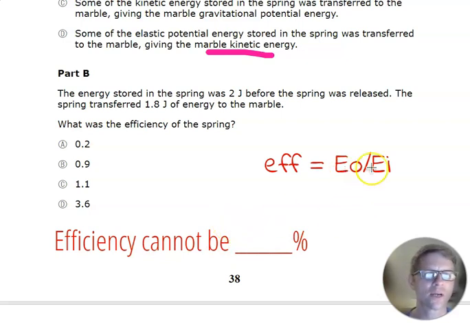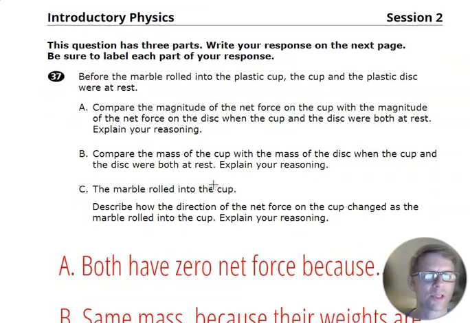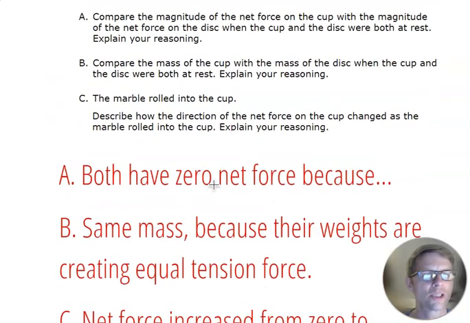So the energy out divided by the energy in. The energy out was when the output of the spring was 1.8, and the energy that was put into it was 2. So you do 1.8 divided by 2, and you get 0.9. That's same as 90%.